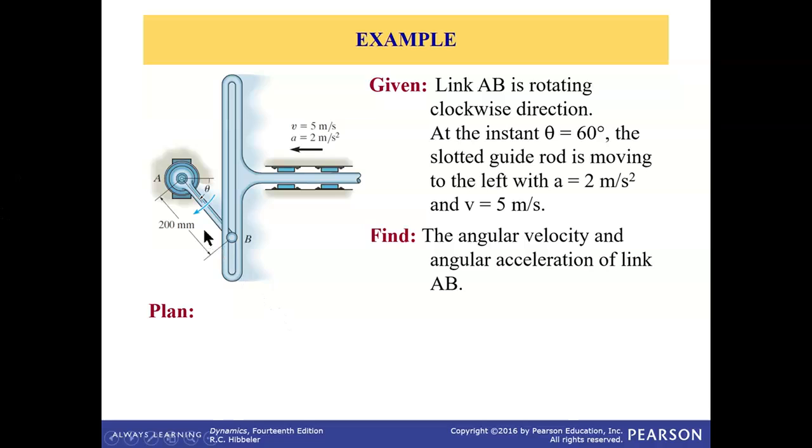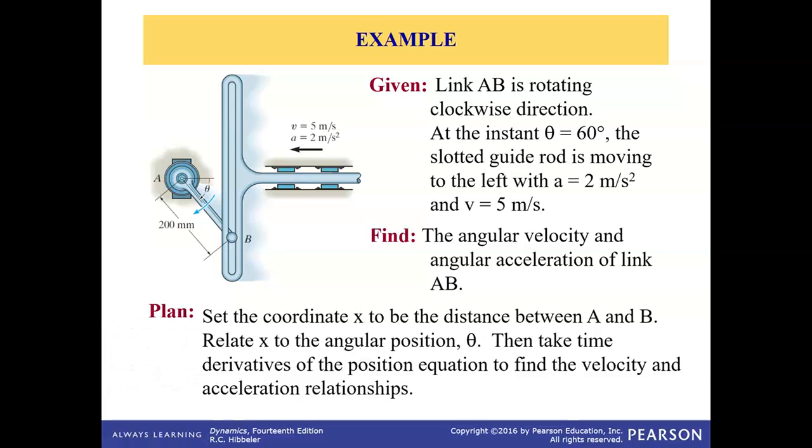So this is a modified version of the slider crank mechanism, where link AB is the crank and this big slotted rod you can consider as a slider. This big link only slides left and right while this link rotates through 360 degrees. So at any particular position, let's say at theta equal to 60 degrees for link AB, we know the velocity and acceleration of this sliding rod. We need to determine the angular velocity and angular acceleration of link AB in that situation.